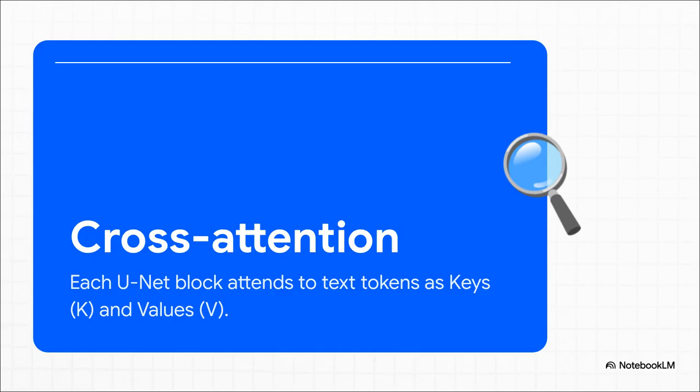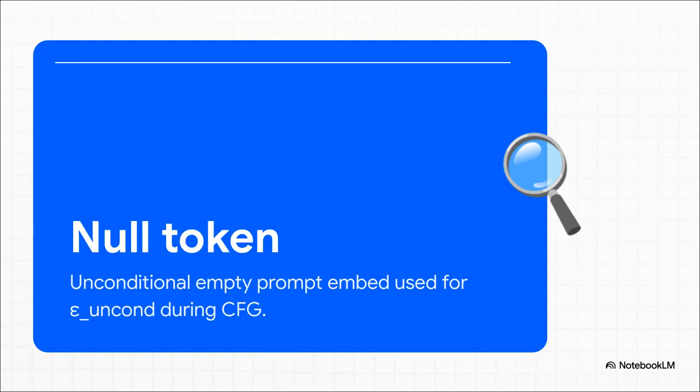This cross-attention mechanism is literally the only way your text actually gets in and influences the generated visual features. But what happens if you just don't give it text? Well, during training, engineers randomly drop the text prompt about 10% of the time, replacing it with a null token, basically an empty prompt embedding. This forces the model to learn how to generate images unconditionally, without any text guiding it.